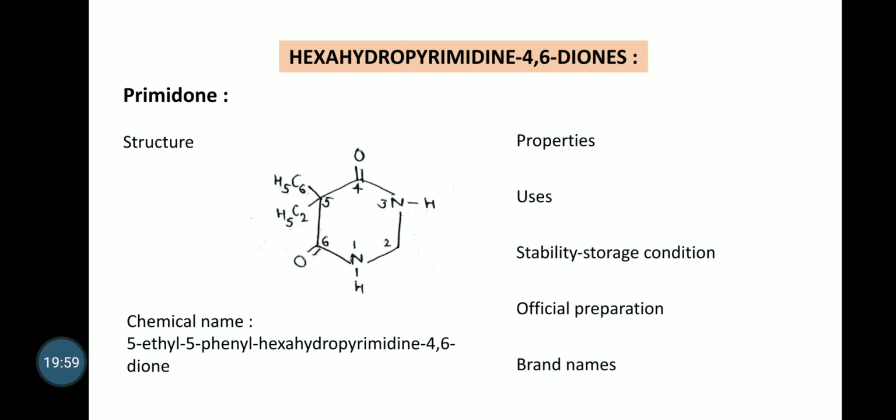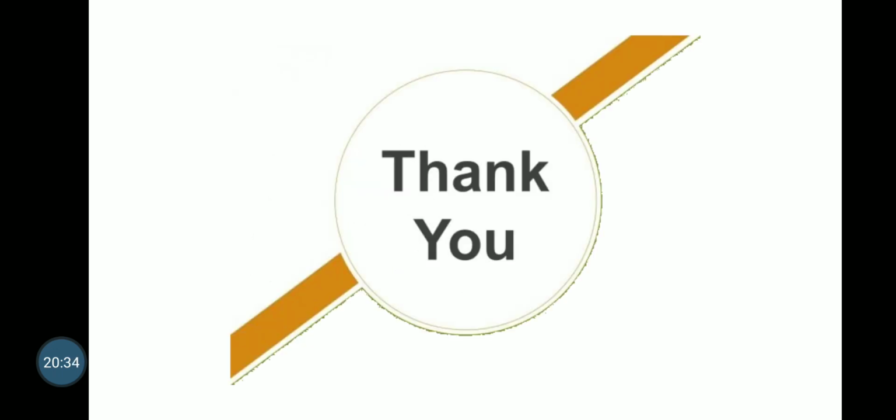It is slightly soluble in alcohol, very slightly soluble in water. Uses: it is used in treatment of grand mal and petit mal epilepsy. Official preparation: primidone tablet IP BP, primidone oral suspension BP. Storage: it is a stable compound, therefore stored in well closed containers. Brand name: Dialon, Mylepsin and Mysolin are the brand names of primidone.